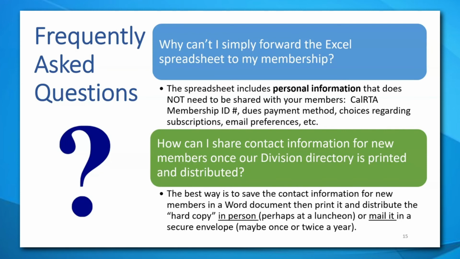Another question that comes up is, how can I share contact information for new members once our division directory is printed and distributed? Well, the best way is to save the new contact information for brand new members that come into your division. Save that information on a Word document. Then print it and distribute the hard copy in person at your next luncheon or division event. You can also periodically mail these hard copies to your members. You can also send a document as an attachment in an email, but be sure that the document contains only the information that members absolutely need to have.